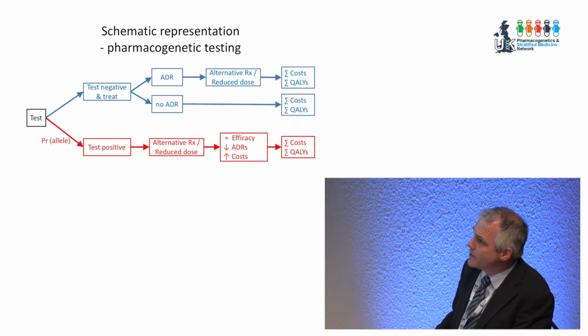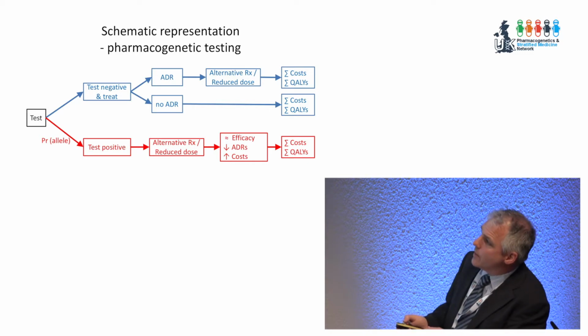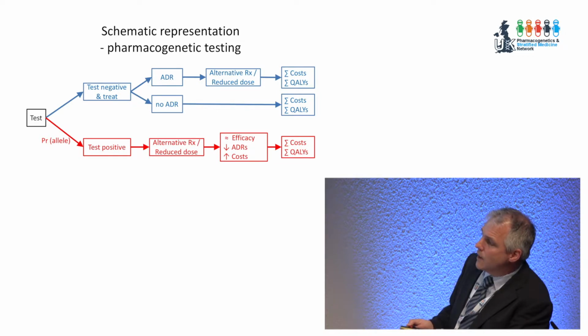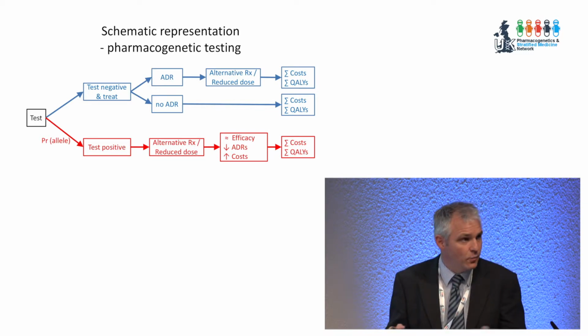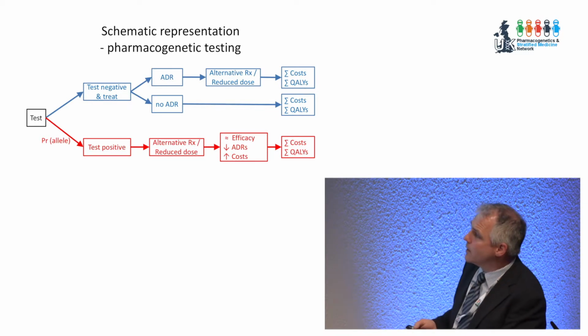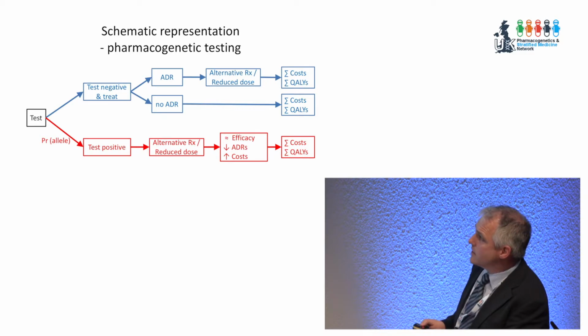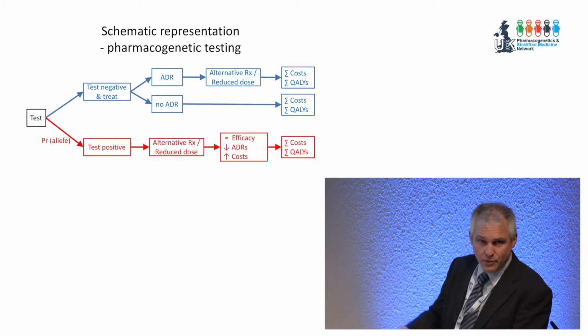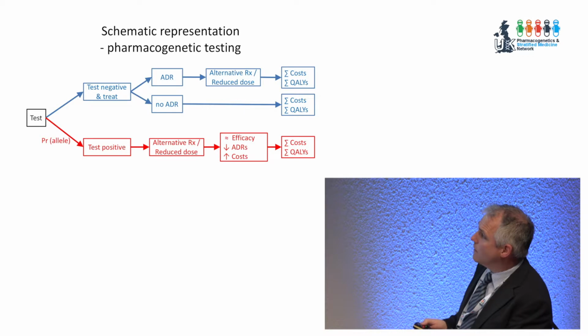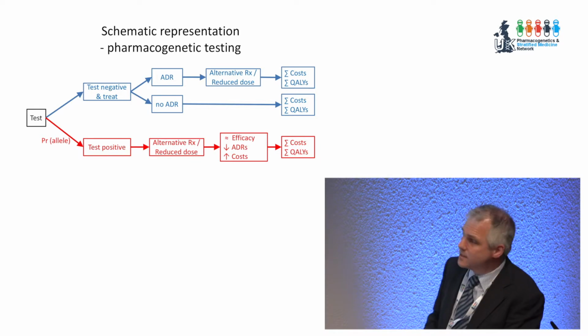If we move to the paradigm of the testing, a pharmacogenetic testing strategy, if a patient were to test positive for a given allele, then immediately they would be given an alternative treatment, or perhaps a dose would be reduced depending on what treatment this related to. And the assumption is that there would be comparable efficacy in the alternative treatment, or with the reduced dosage. There would be the implicit assumption that there would be reduced adverse drug reactions, because that's the whole point of testing in the first instance.